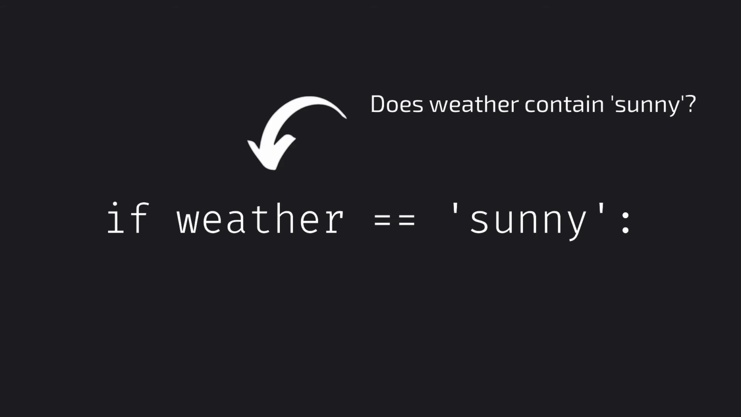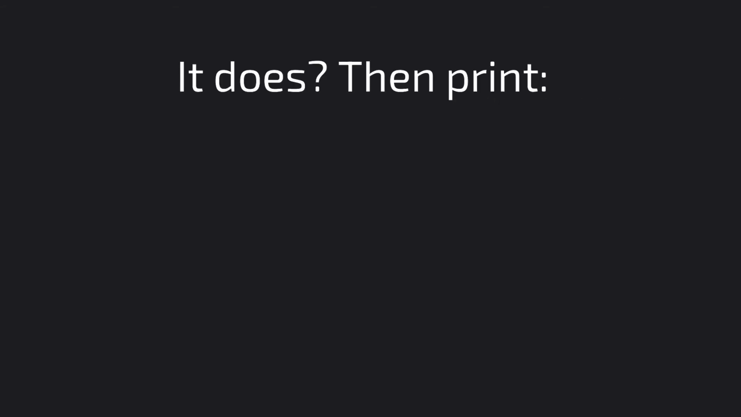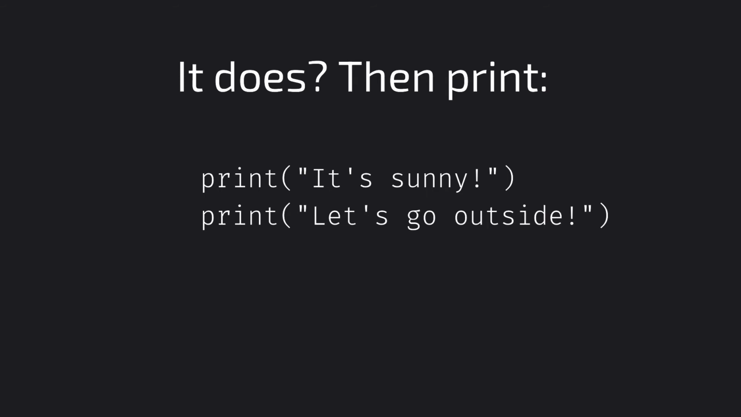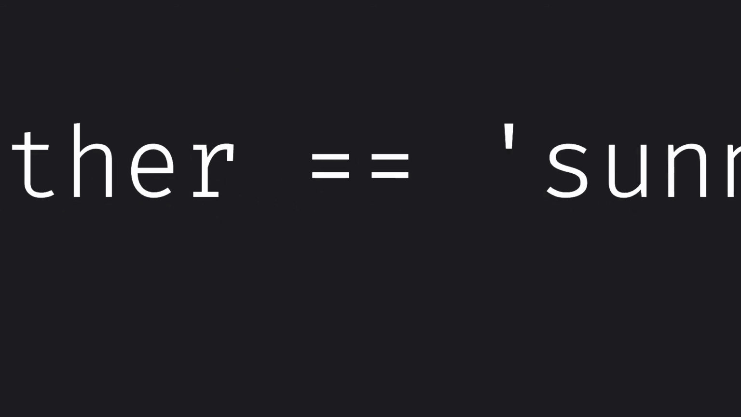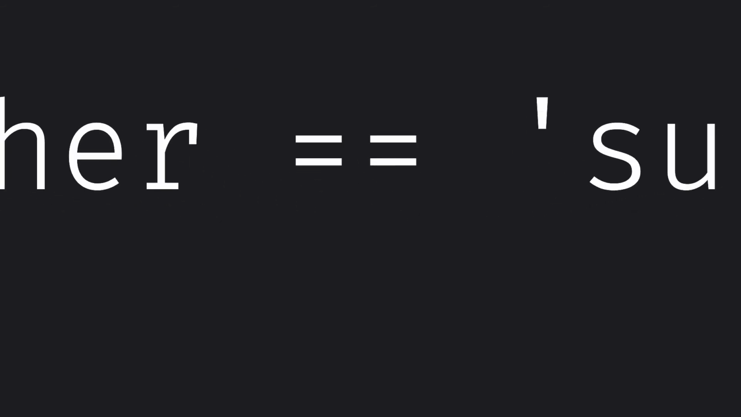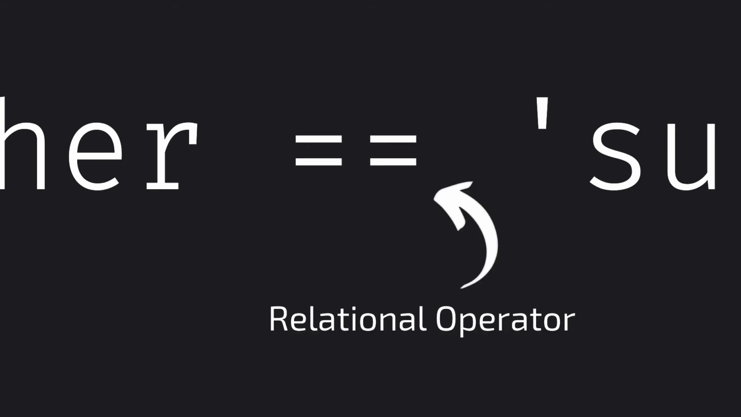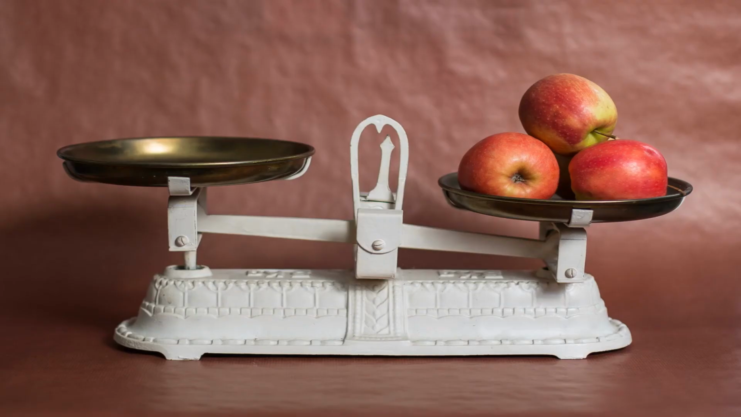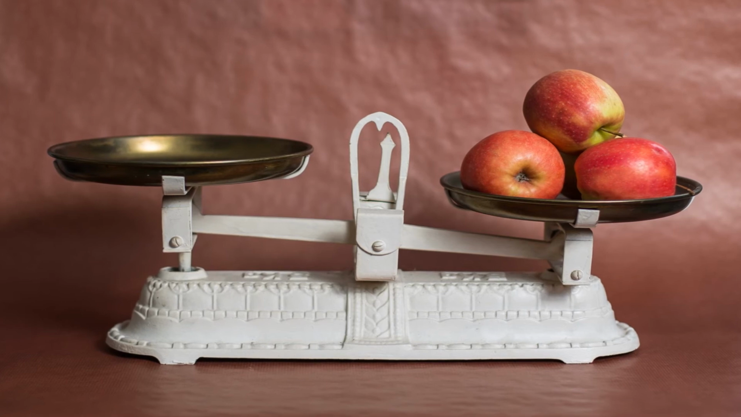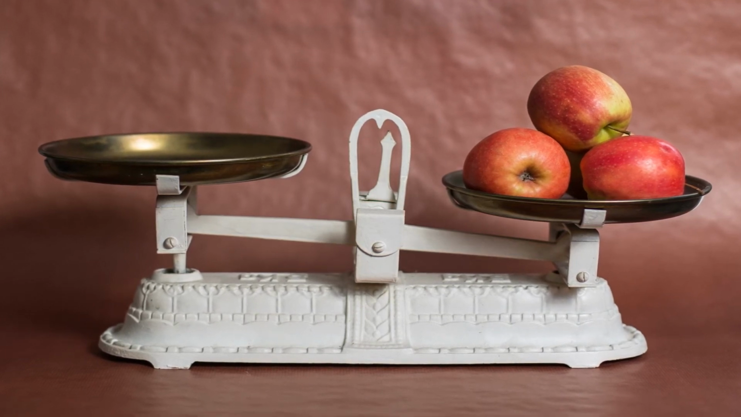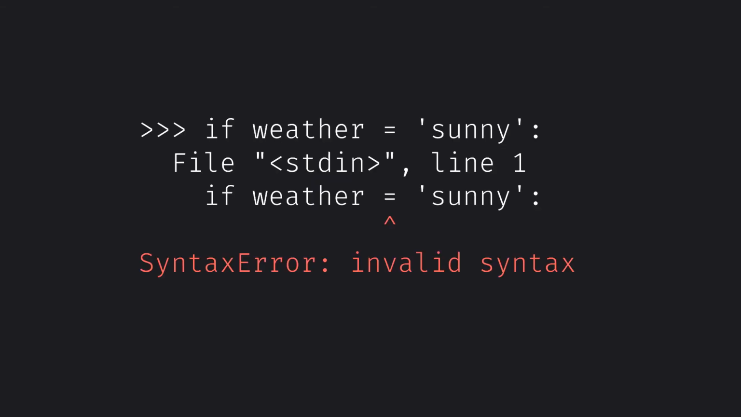So, just to recap, we check to see if the variable contained the string sunny. And if it did, we print it's sunny, let's go outside. Did you notice we actually used two equal signs to do that? Well, that's because we used a relational operator. A lot of the time, conditions involve comparing two things. In our case, we compared the variable weather and the string sunny to see if they were equal. You need to have not one, but two equal signs to compare them. Otherwise, you're just going to get yourself an error.